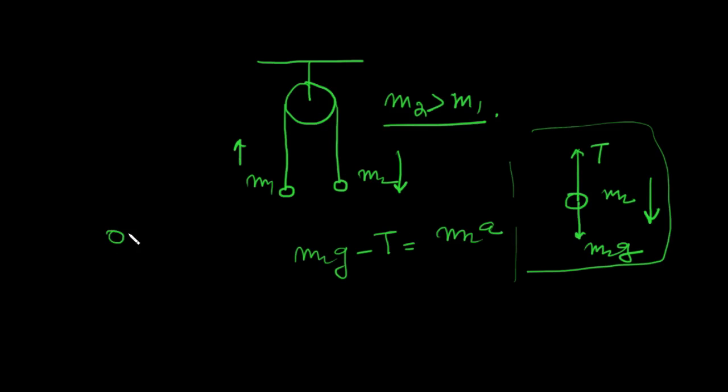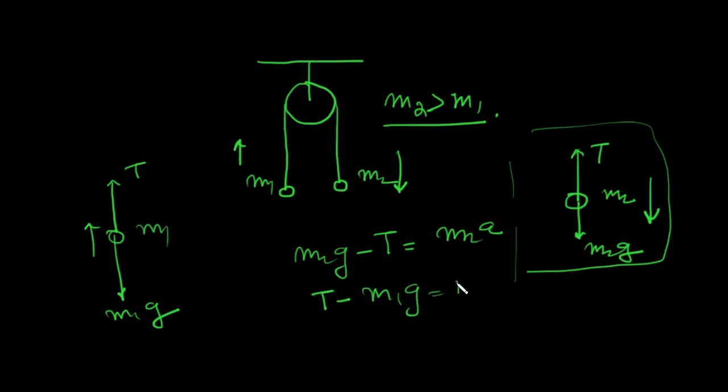And now this is mass M1. The forces on this are tension T and gravity, and since it is going up, the equation of motion would be T minus M1g equal to M1A.